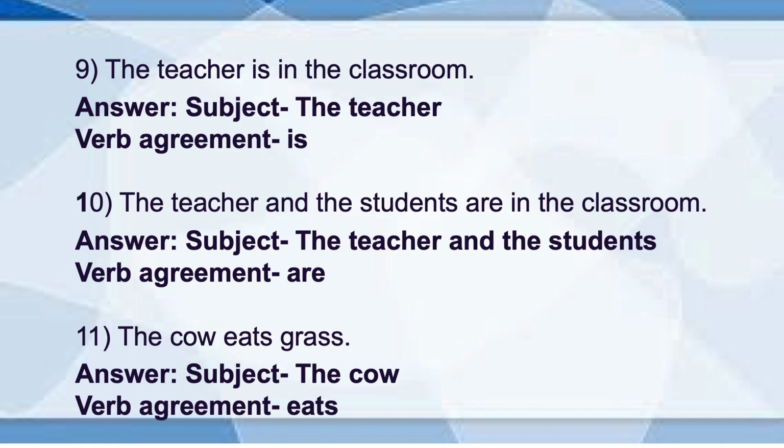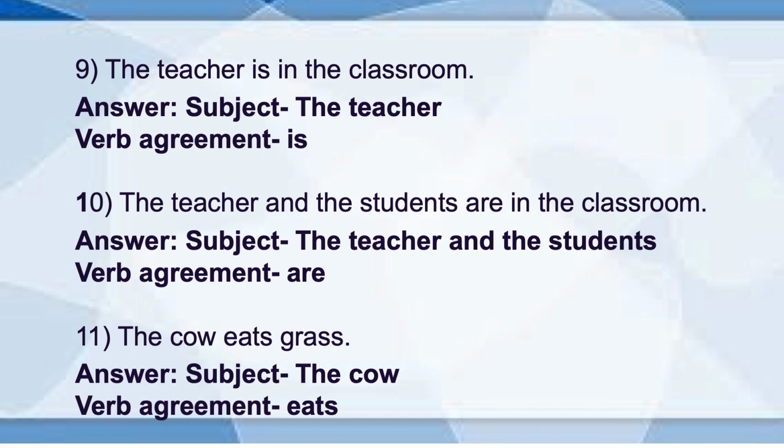Now, children, this is another example. The teacher is in the classroom. How will you identify the subject? Like I said, the subject is mostly placed during the initial phases of the sentence. So, the teacher will be the subject and the verb agreement will be is.